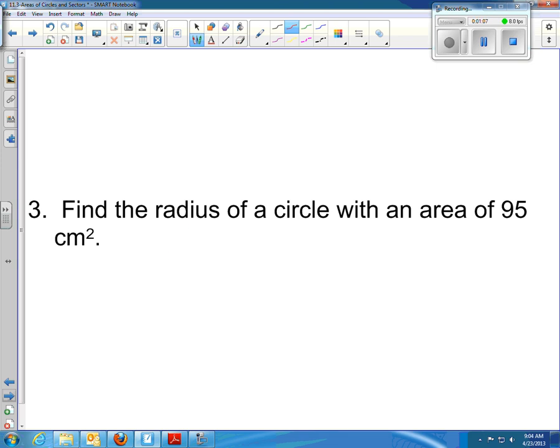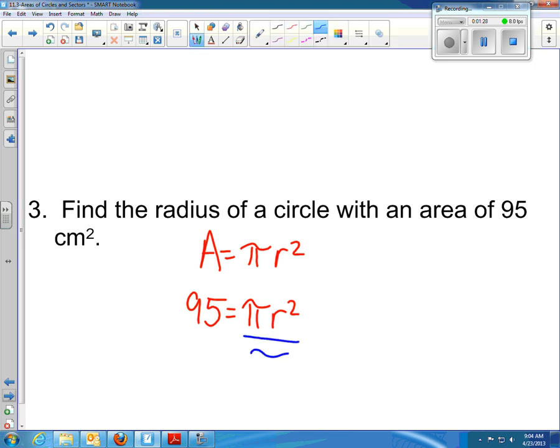All right, find the radius of a circle with an area of 95 centimeters. So this way we're going to go backwards. Remember our formula is area is pi r squared. Well, we're going to plug 95 in for that area. Equals pi times r squared. We want to get r by itself. So we're going to start off by dividing by pi.